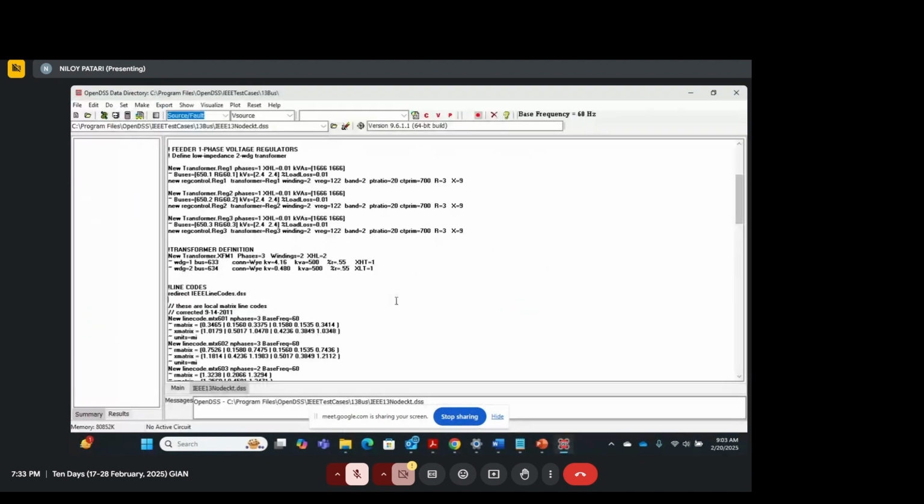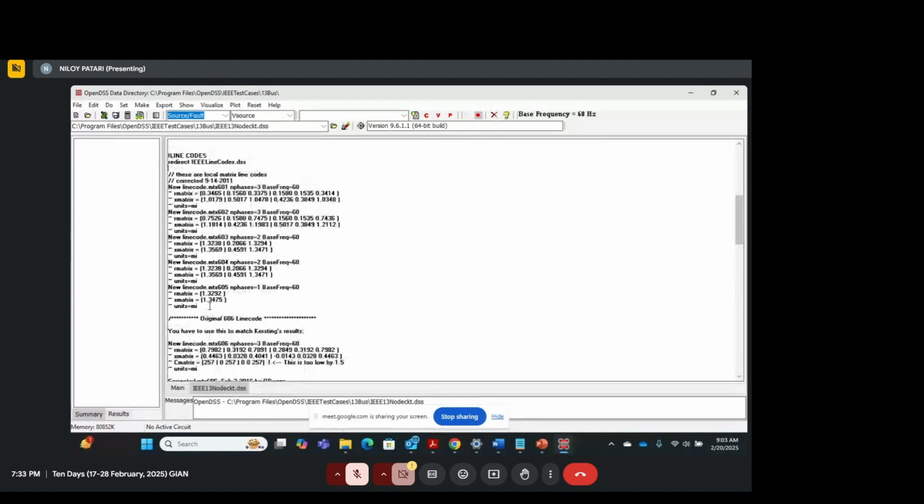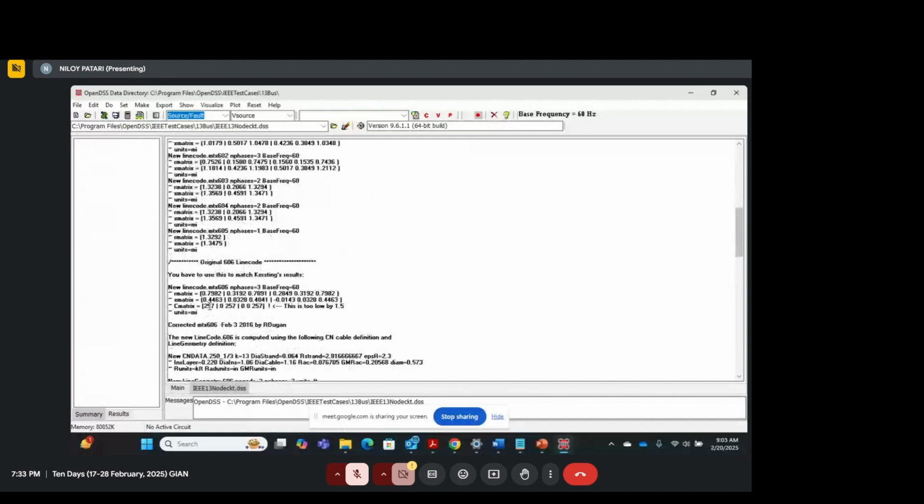Let me check if this is actually needed. I think this is not needed at all, because then again, they define the same line code, right? And so these line codes are defined. All these line codes are defined here.